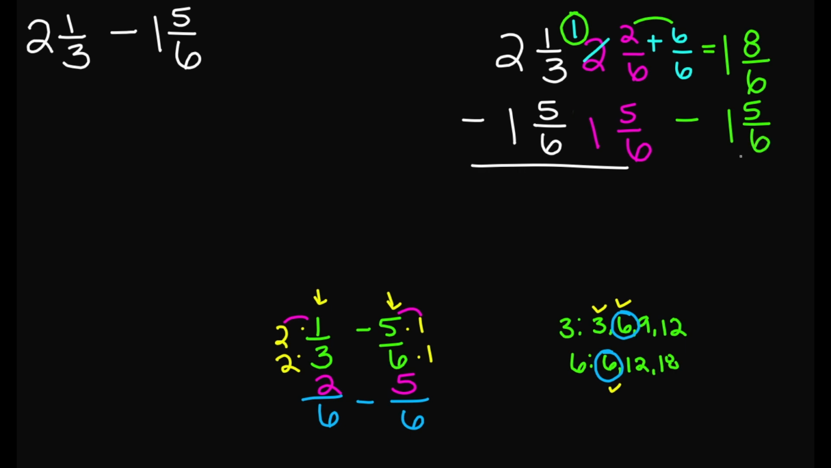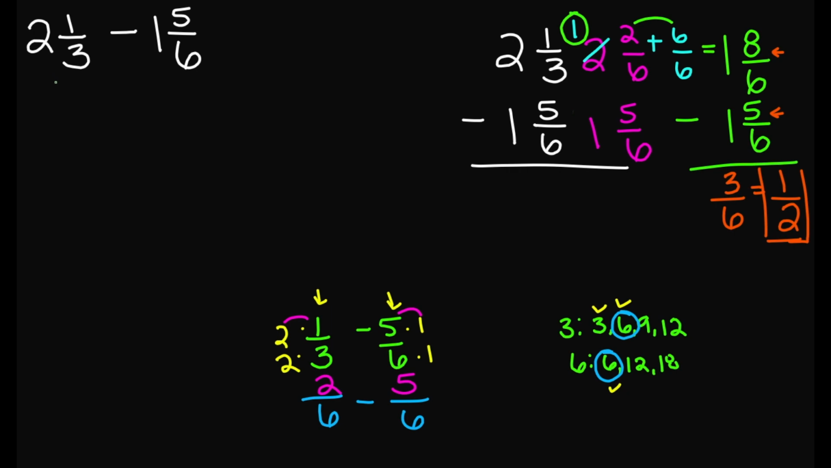And notice here, since I borrowed from my whole number and rewrote my fraction, now I am able to subtract. I can now subtract 5/6 from 8/6. So 1 minus 1, that's going to equal 0. And then you have 8 over 6 minus 5 over 6. This is going to equal 3 over 6. And when I simplify this, you're going to get 1 over 2. So your final answer here is 1 over 2, because I divided my top and bottom by 3, and that's going to give us the 1 over 2.